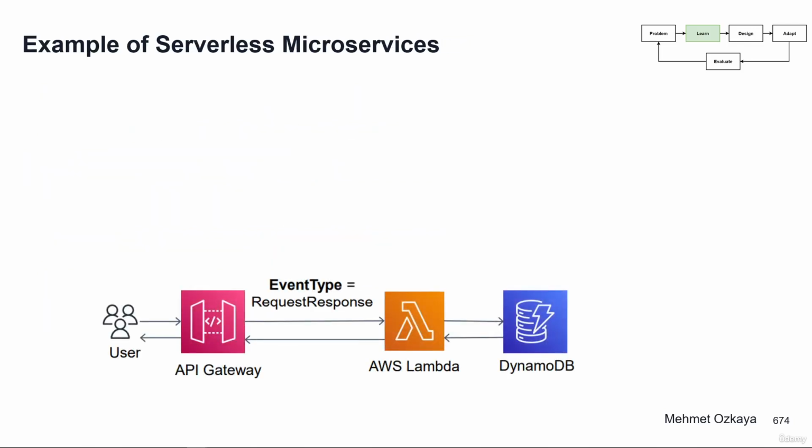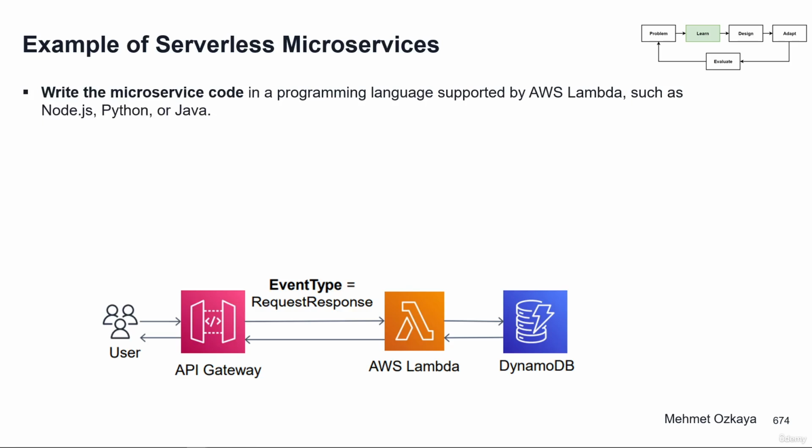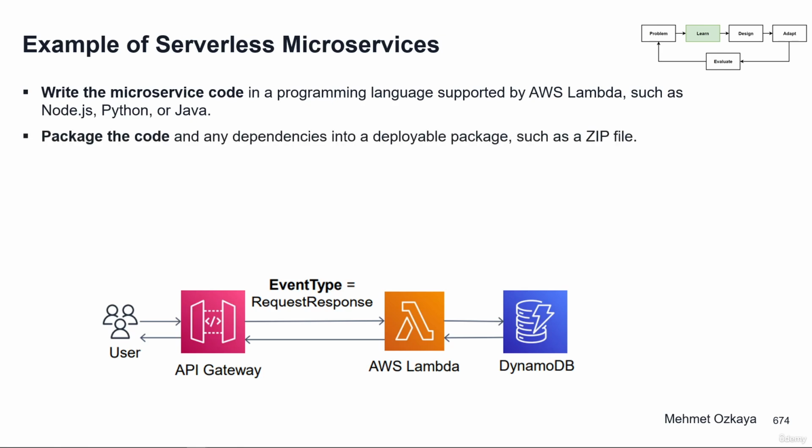Here is an example of how a serverless microservice might be implemented using AWS Lambda. The first step is to write the microservice code in a programming language supported by AWS Lambda, for example Node.js, Python, or Java. The second step is to package the code and any dependencies into a deployable package, for example in a zip file. And the third step is to create an AWS Lambda function and upload the package into the function.